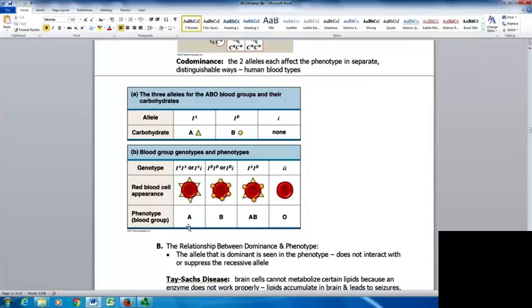for blood type A. If you have IA from one parent and IB from the other, you're going to have blood type AB. If you get little i from both parents, there's not going to be any markers on the cell. So we refer to this as type O. Type O means no marker.